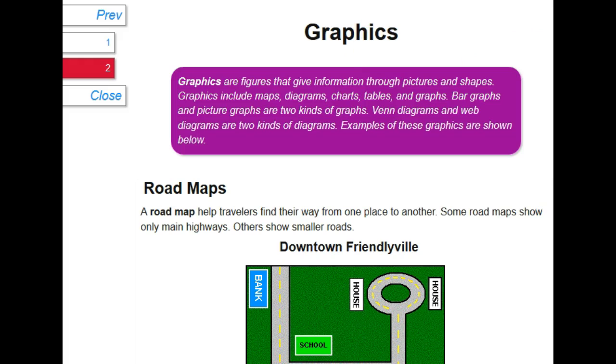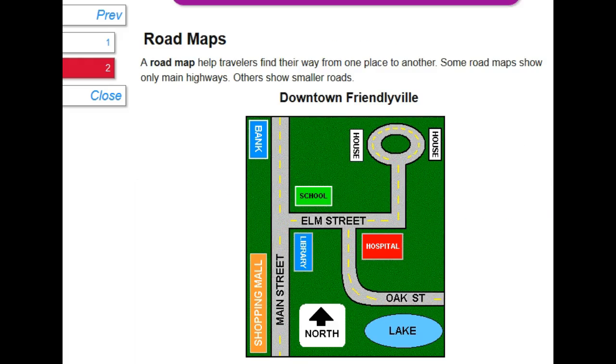Graphics are figures that give information through pictures and shapes. Graphics include maps, diagrams, charts, tables, and graphs. Bar graphs and picture graphs are two kinds of graphs. Venn diagrams and web diagrams are two kinds of diagrams. Examples of these graphics are shown below.